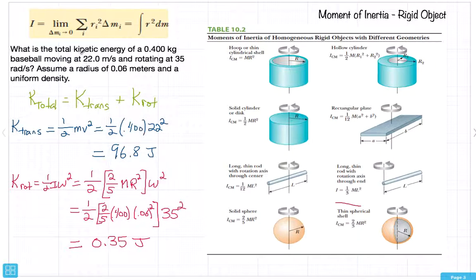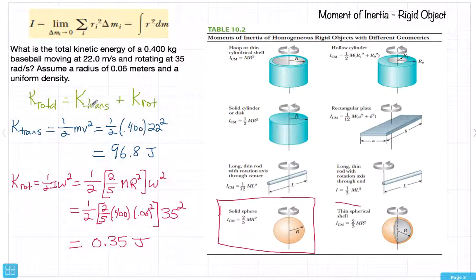But for example, how do you use this chart? If you want to find the total kinetic energy of a baseball, not just its kinetic energy because it's moving in a direction, but also because it's spinning while it's moving, that would be the addition of its translational plus the rotational terms. So the question is, what's the total kinetic energy of a 0.4 kilogram baseball, so we know the mass, moving at 22 meters per second, so we know its linear speed, rotating at 35 radians per second, we know how fast it's spinning, assume a radius of 0.06 meters and a uniform density. The uniform density is important because it allows us to model the baseball as a solid sphere.